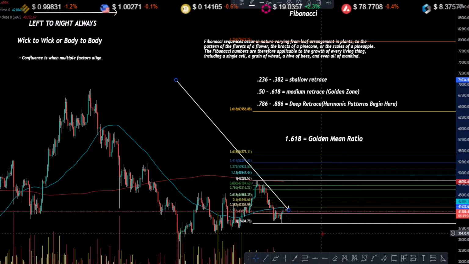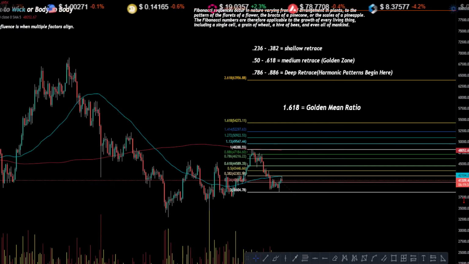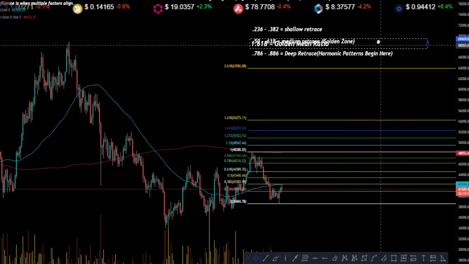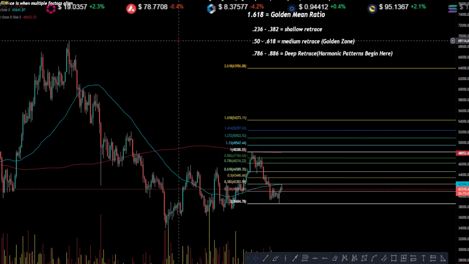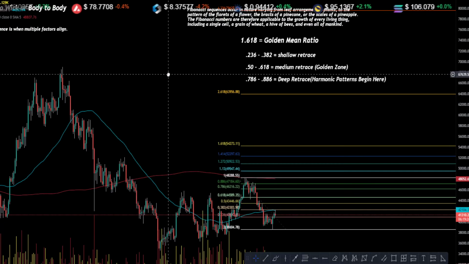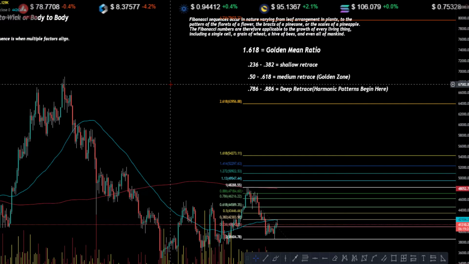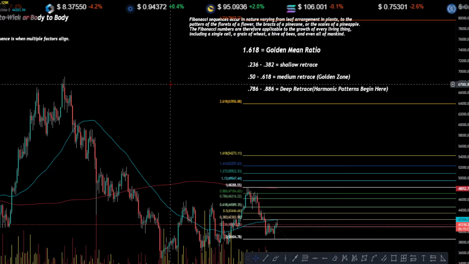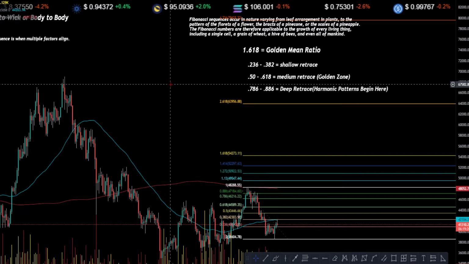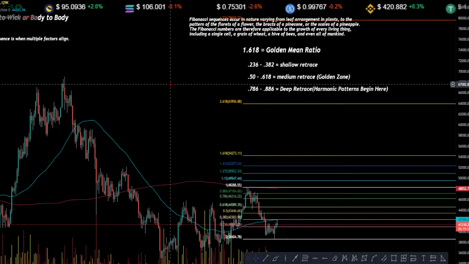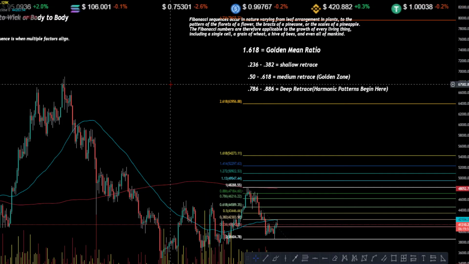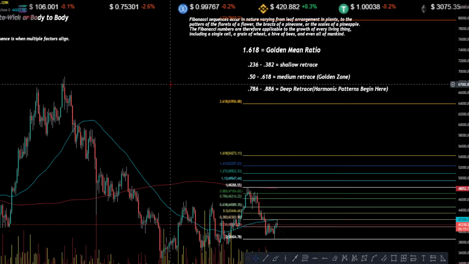So the levels here, let me go ahead and move this up, and while I'm moving it, let me touch on it. The 1.618 is what is called the golden mean ratio. Now that's just, again, another Fibonacci term, but the 1.618 is important just because it is essentially a number that is observed occurring naturally in nature.